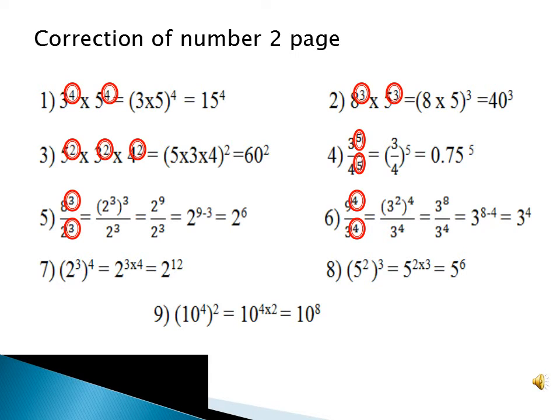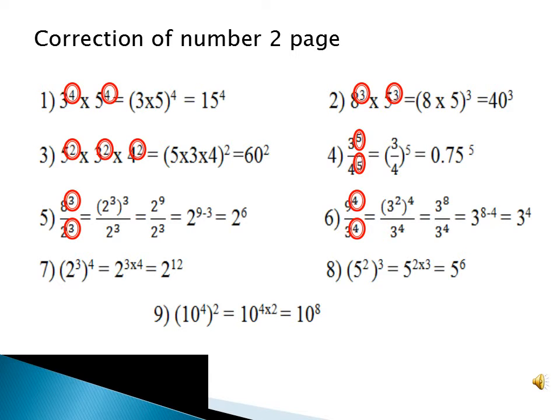Number 5. I want from you to concentrate very well in number 5. We have 8 power 3 over 2 power 3. We have different bases and same power. We can apply the rule. We can put 8 over 2 as a power of 3, which become 4 power 3. This is 100% correct. But we can also solve it in another way.